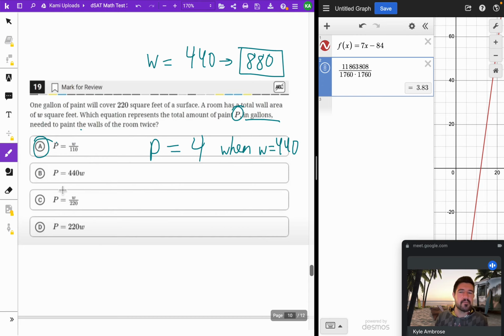Let's just test the other ones to make sure that they don't work. Does 4, which is P, equal 440 times 440? No way, that's going to be a huge number. So already B is wrong. Does 4 equal 440 divided by 220? No, that's what you would get if you forgot to paint them twice, I think. So C is wrong. And then D, same thing as B, 220 times 440 is this massive number, not 4.